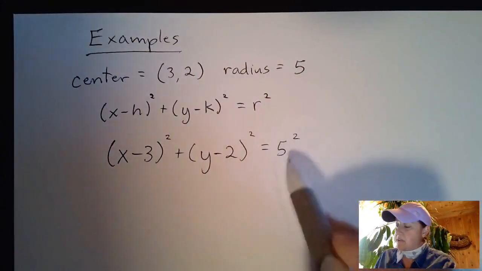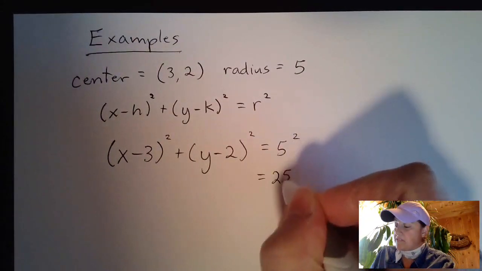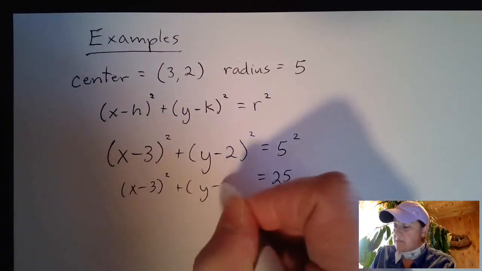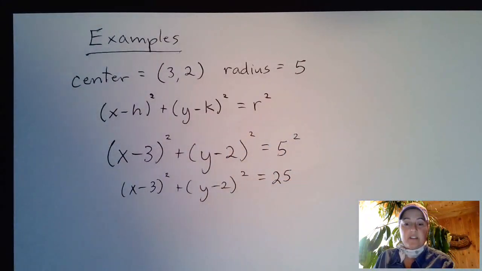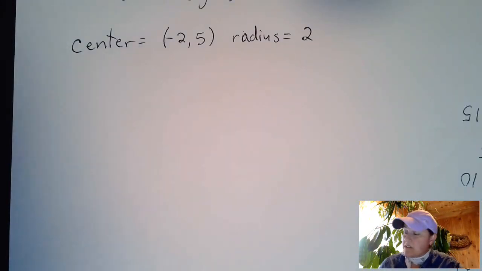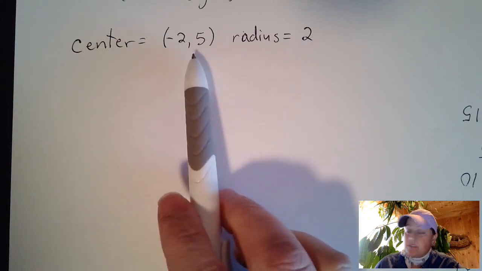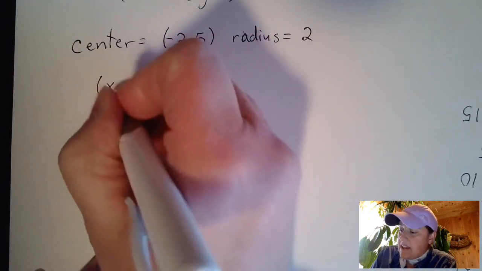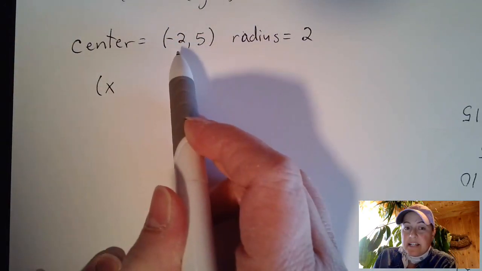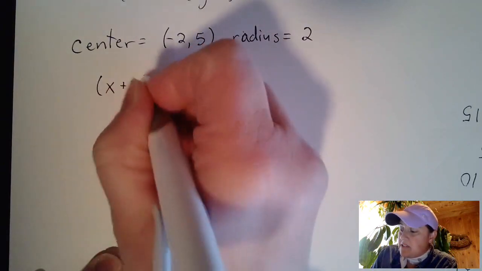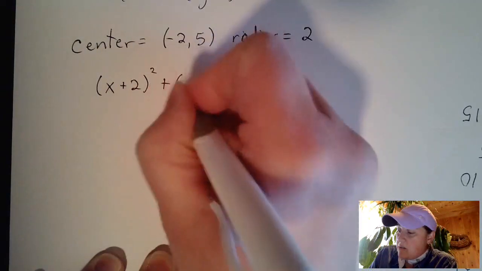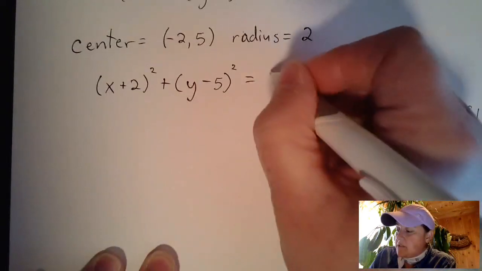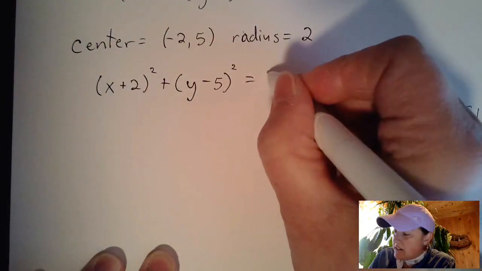And then we would want to simplify this side so that it's 25. Okay? So that's x minus 3 squared plus y minus 2 squared equals 25. All right, here's another one. We're told that the center is (-2, 5), and it has a radius of 2. So the equation would be x, instead of saying minus a negative 2, we're going to say x plus 2 squared plus y minus 5 squared equals 2 squared. And 2 squared is really just 4.